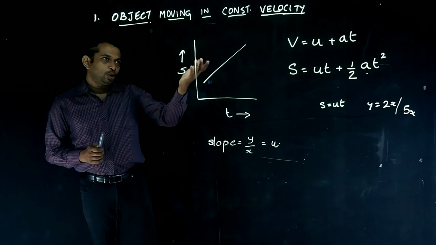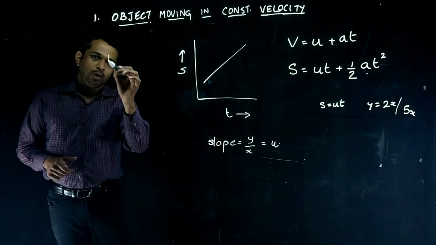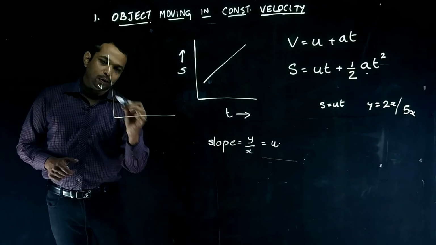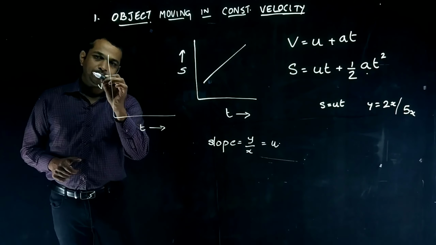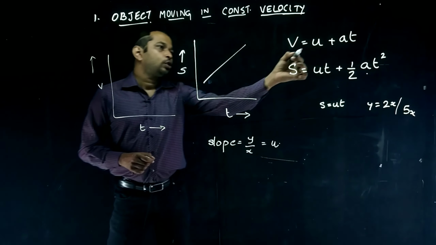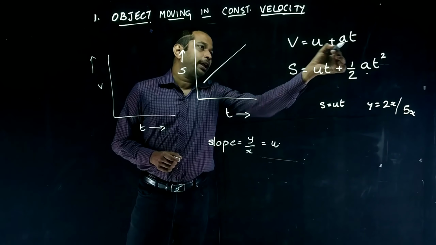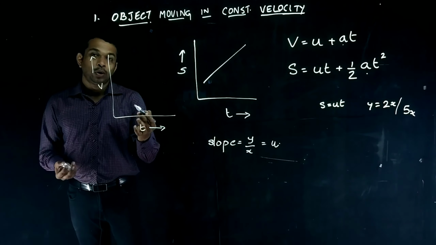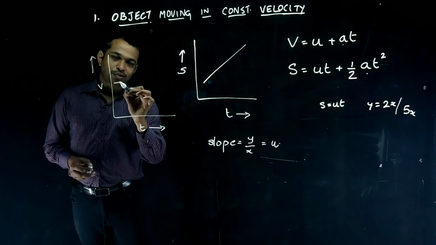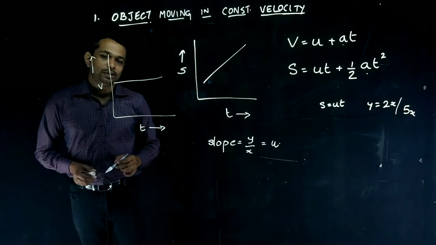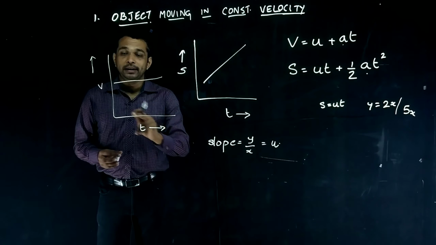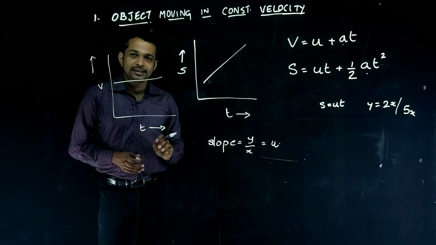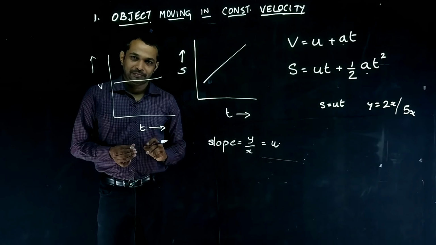So now let's go to the velocity time graph. How will the velocity time graph look? Okay, so let's go to this equation. Here also a is 0, v equal to u. What does that mean? It's a straight line parallel to the x-axis, and at all points the velocity is constant.